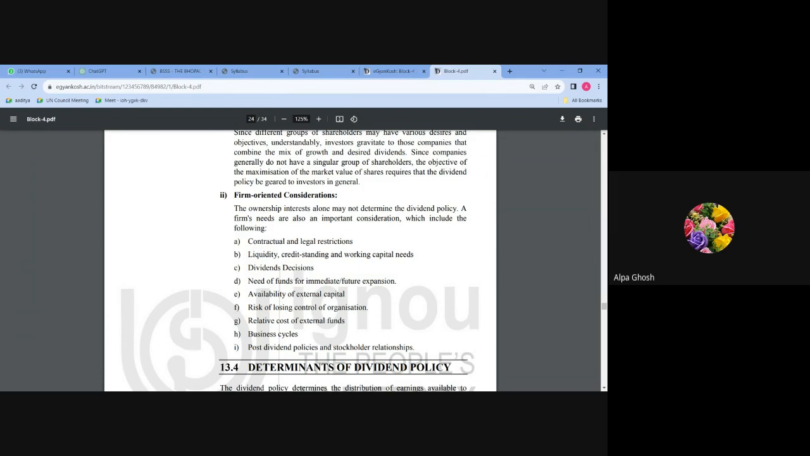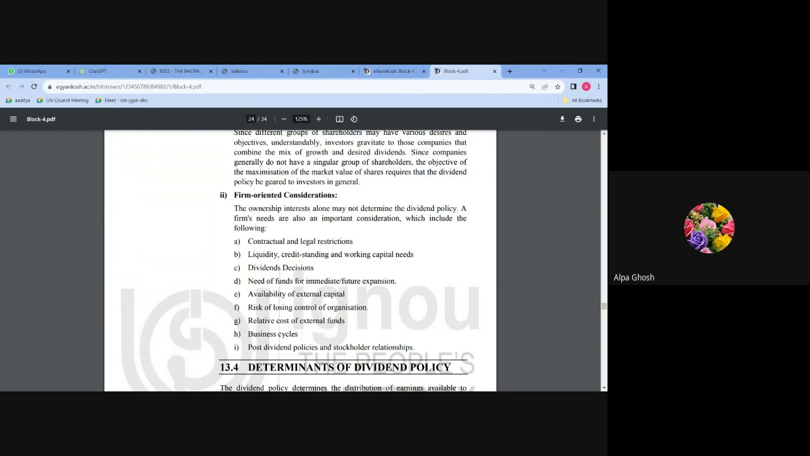Next consideration is need of funds for immediate future expansion. If you require more funds for immediate use, that is for future expansion, in such case you will not go with the declaration of dividend, because the profits which are not declared as dividend and paid can be used as retained earnings.